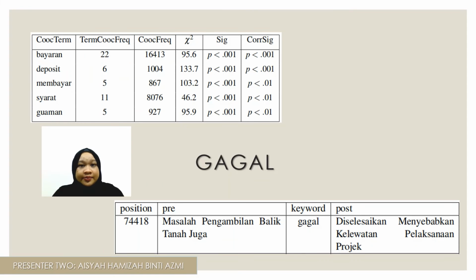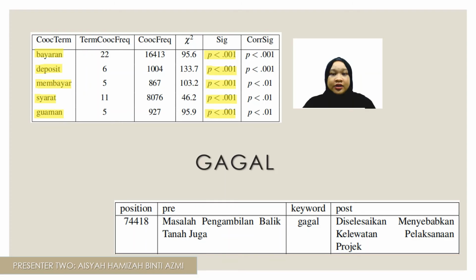The next term is gagal, which means fail. This term is listed as important in order to identify any failure of project or organization. In the output, the words bayaran, deposit, membayar, syarat, and guaman are found to be highly significant with term gagal, since they also have p-values less than 0.001.